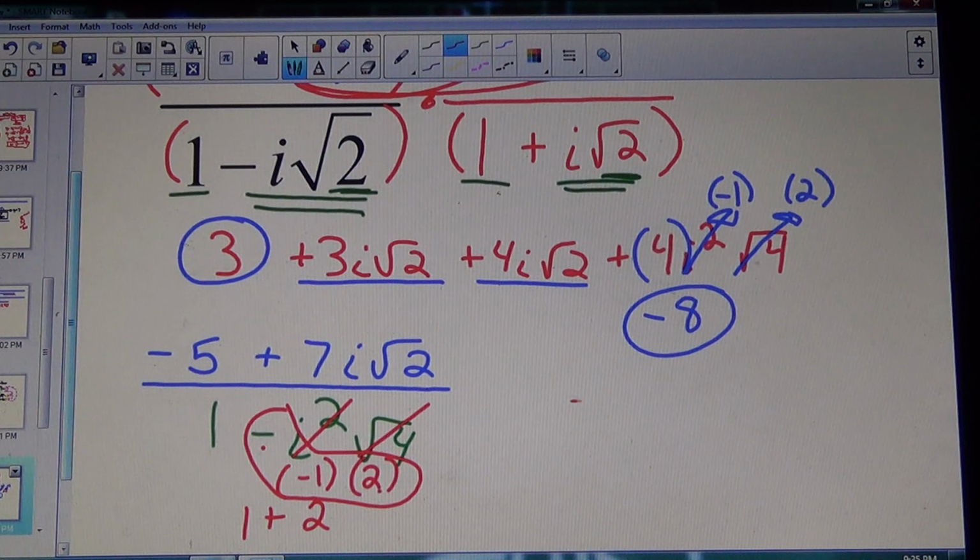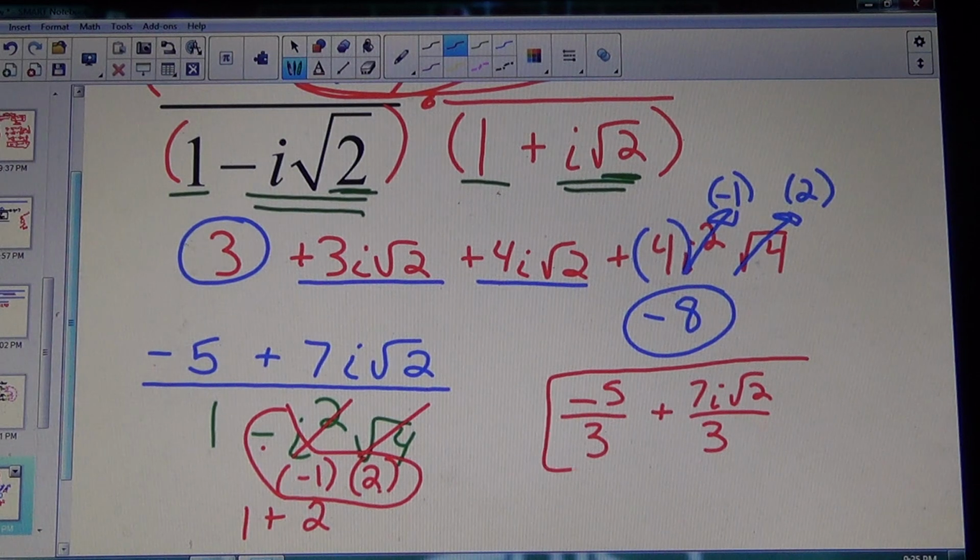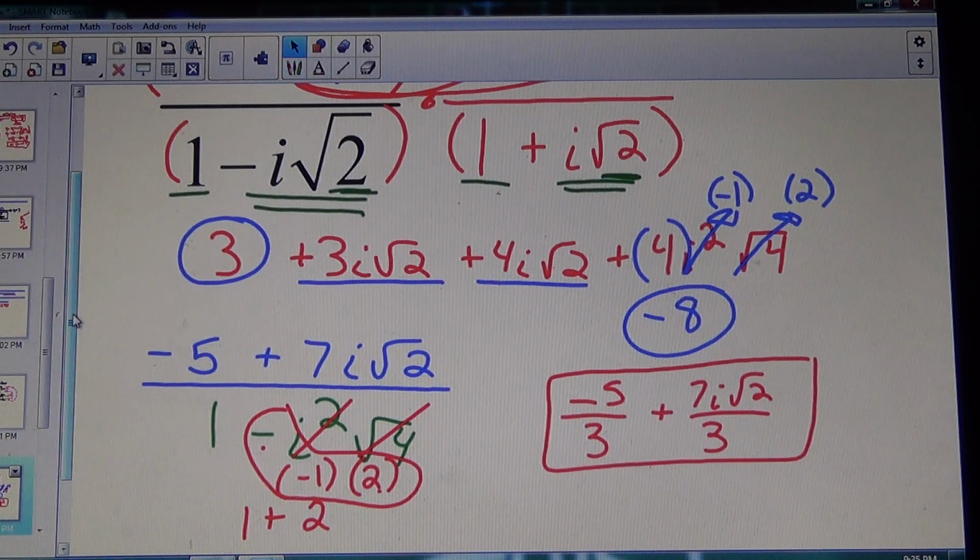So my final step is to split it into 2 parts. So then it'd be negative 5 over 3, and then plus 7i square root 2 over 3. It's called a complex number, and that's my final answer. Questions on that?